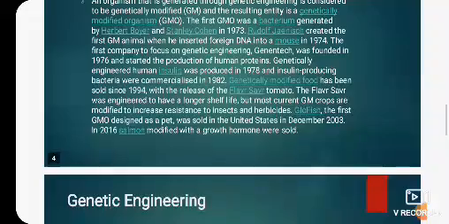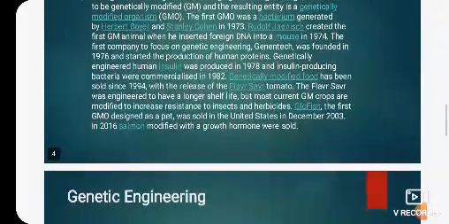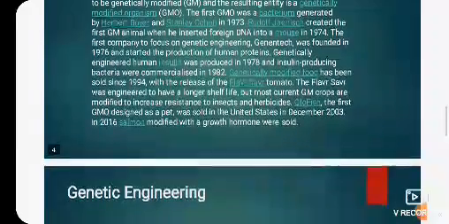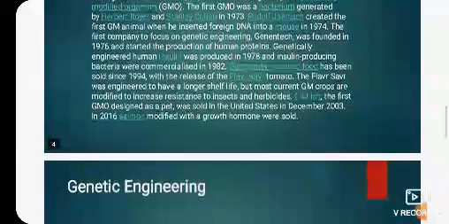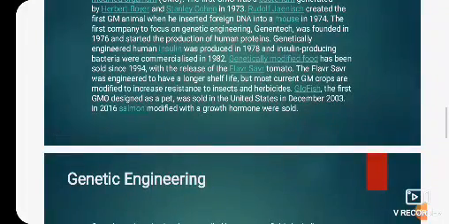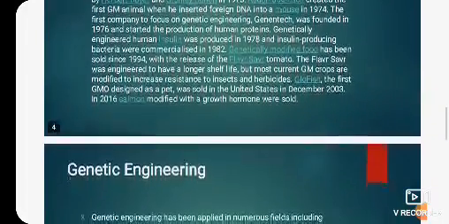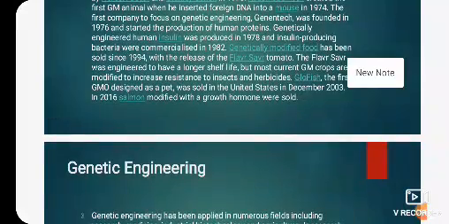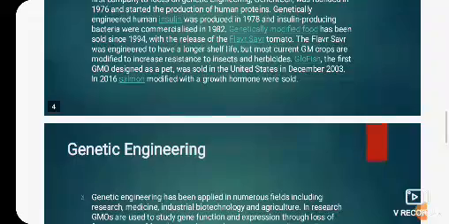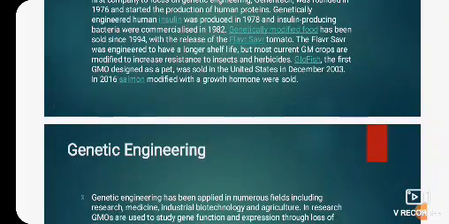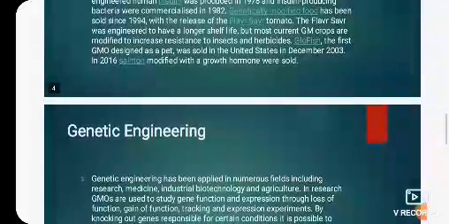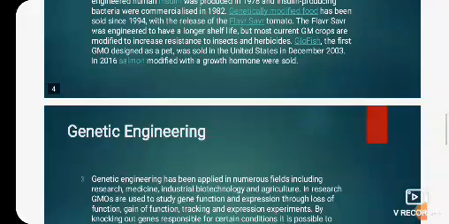The first company to focus on genetic engineering, Genentech, was founded in 1976 and started the production of human proteins. Genetically engineered human insulin was produced in 1978 and insulin producing bacteria were commercialized in 1982. Genetically modified food has been sold since 1994 with the release of the Flavr Savr tomato.